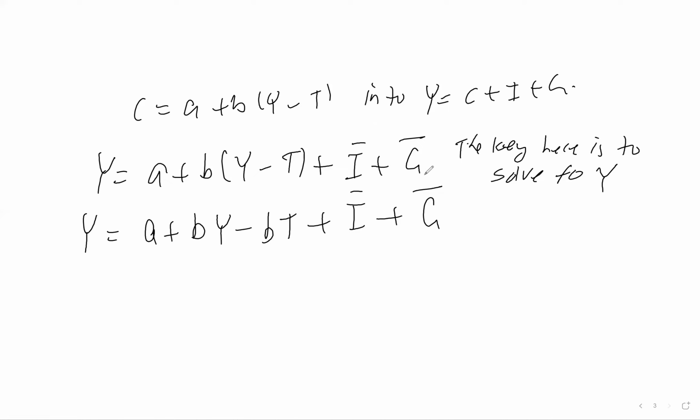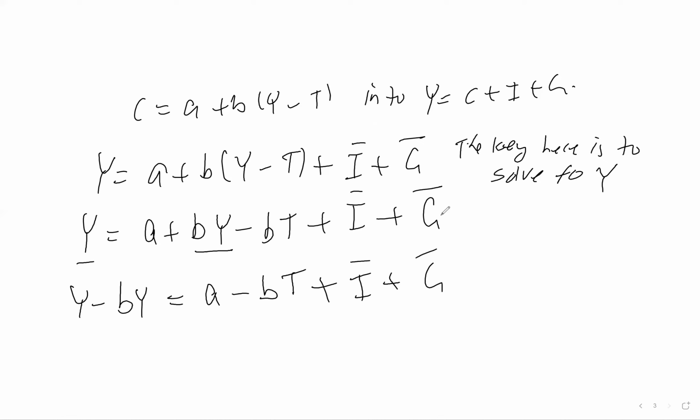Now we have to collect common terms, and we see that we have Y here and Y on this side. So we bring this BY to the other side. The sign is positive, and bringing it to the other side of the equality, the sign changes and becomes negative. So we have Y minus B times Y is equal to, writing the same thing, whatever is left here, A minus BT plus some level of investment plus some level of government expenditure.